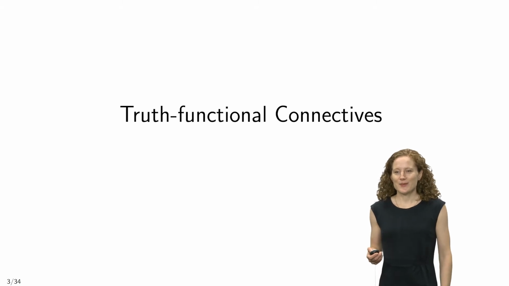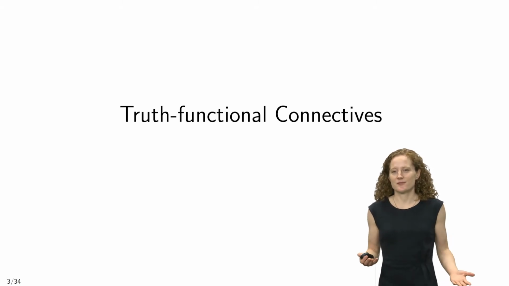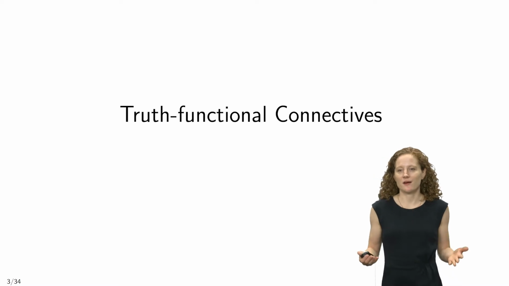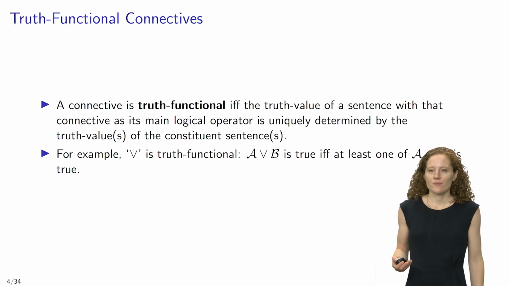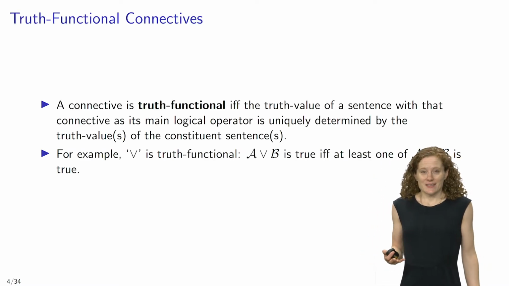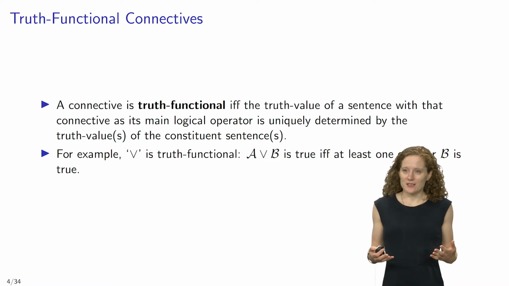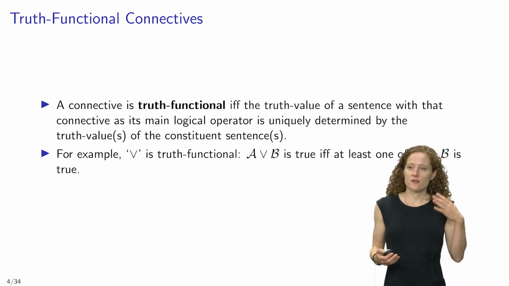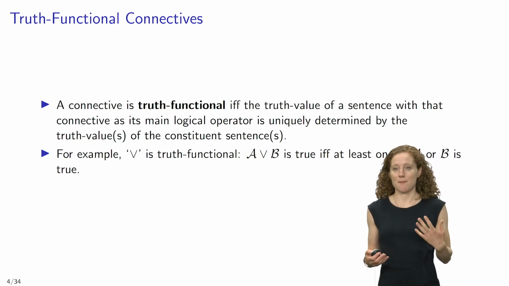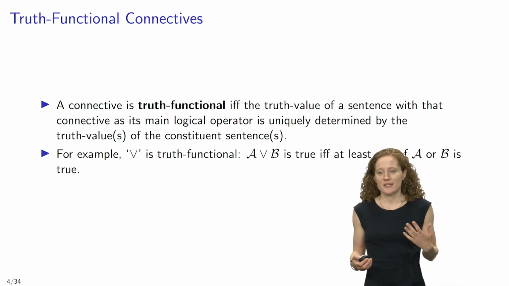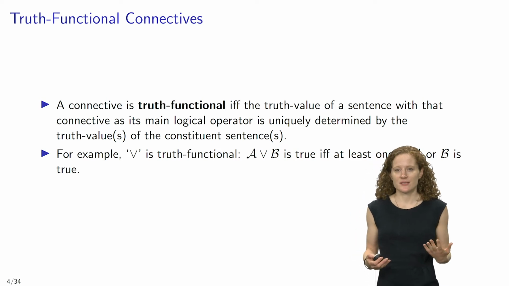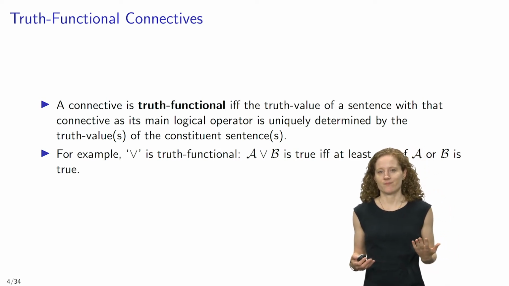So let's start by discussing the nature of truth-functional connectives, what they are. A connective is truth-functional if and only if the truth value of a sentence with that connective as its main logical operator is uniquely determined by the truth values of the constituent sentences.